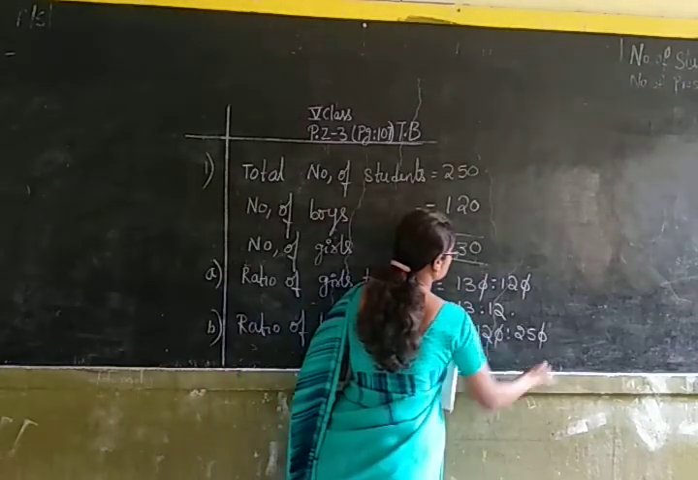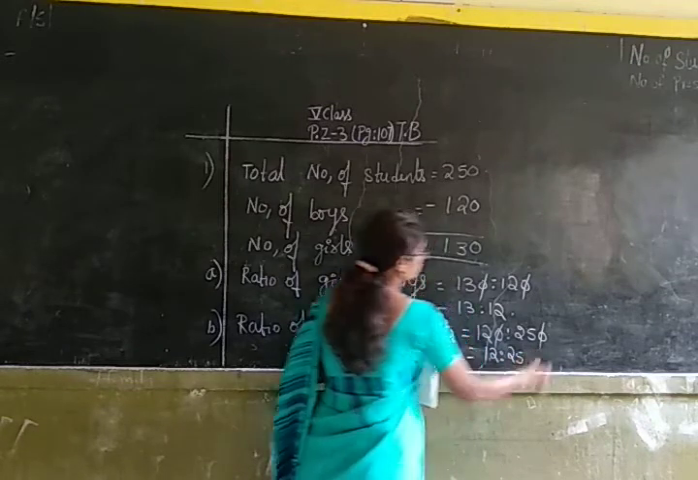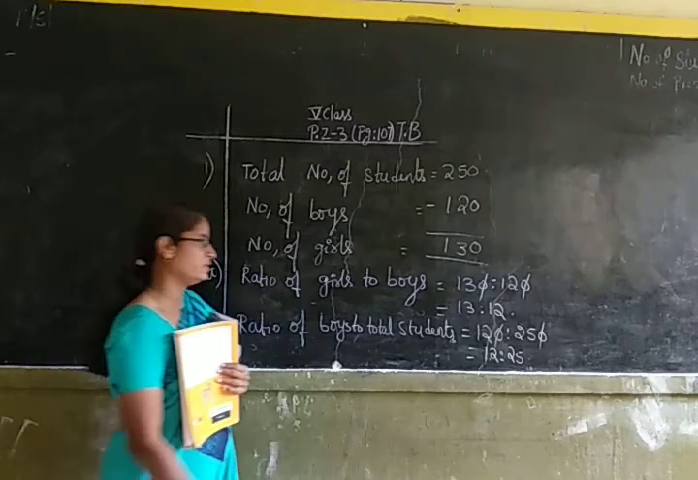Let us cancel the zeros. So the ratio is 12 is to 25.